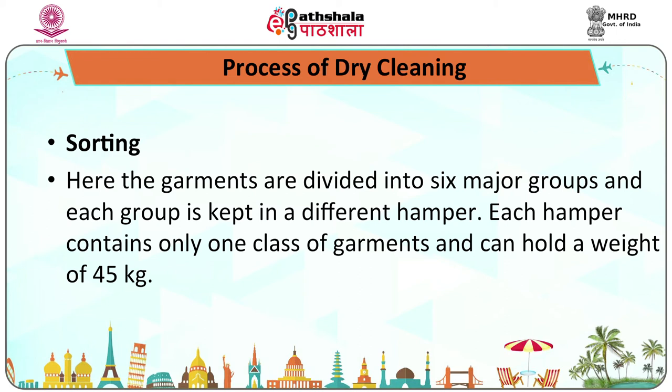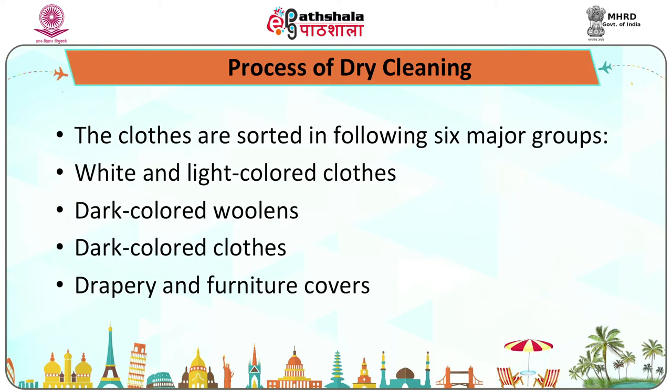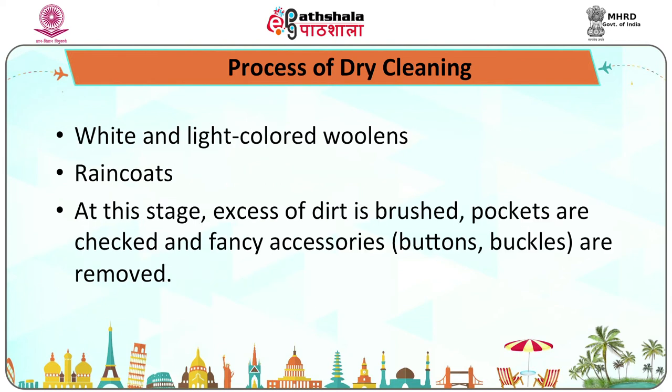Each hamper contains only one class of garments and can hold a weight of 45 kilograms. The clothes are sorted in the following 6 major groups: white and light colored clothes, dark colored woolens, dark colored clothes, drapery and furniture covers, white and light colored woolens. In this we have raincoats.